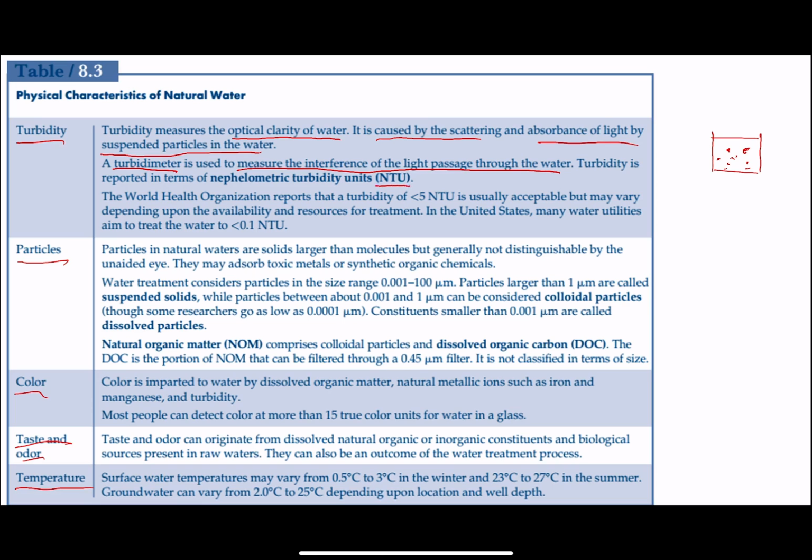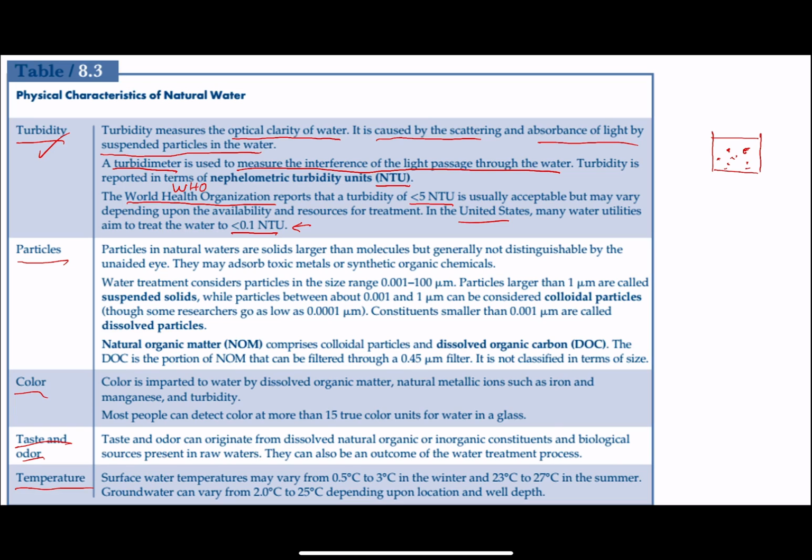And of course, the World Health Organization, the famous organization WHO, reports that turbidity less than 5 NTU is usually acceptable, but may vary depending upon the availability and the resources of the treatment. In the United States, many water utilities aim to treat the water to less than 0.1 NTU. Very tough, but they make it.